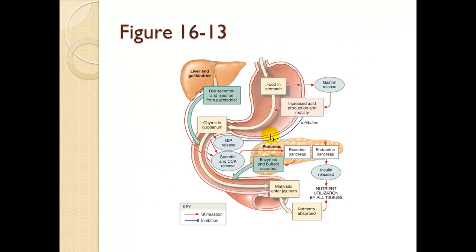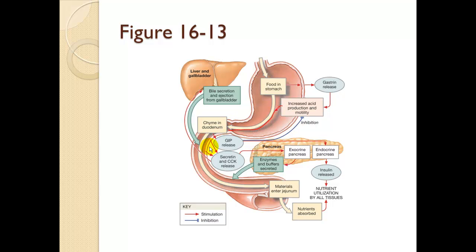And we get kind of a feedback system here. So food enters into the stomach, and the red arrows are stimulation, and the blue are, whoa, let's inhibit this. So food in the stomach, gastrin release, increase acid and motility, so let's start churning this and get it to where it needs to be.